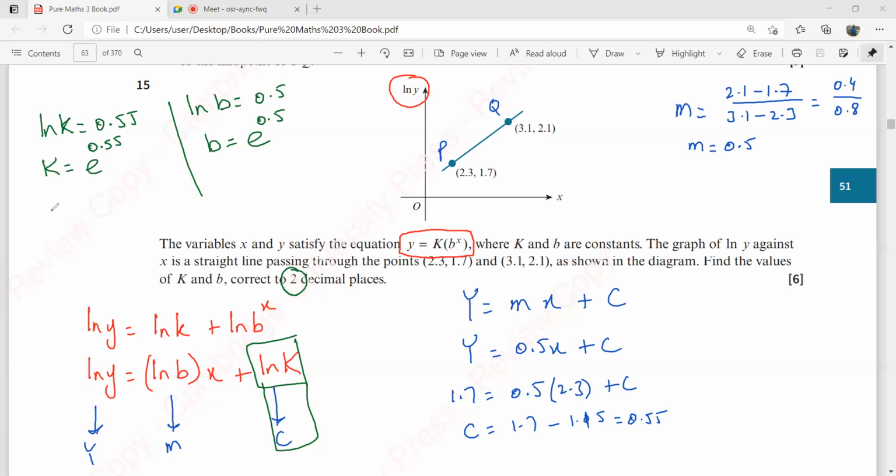By the way, what are these two values? What is k? 1.73. And what is this b? 1.65.